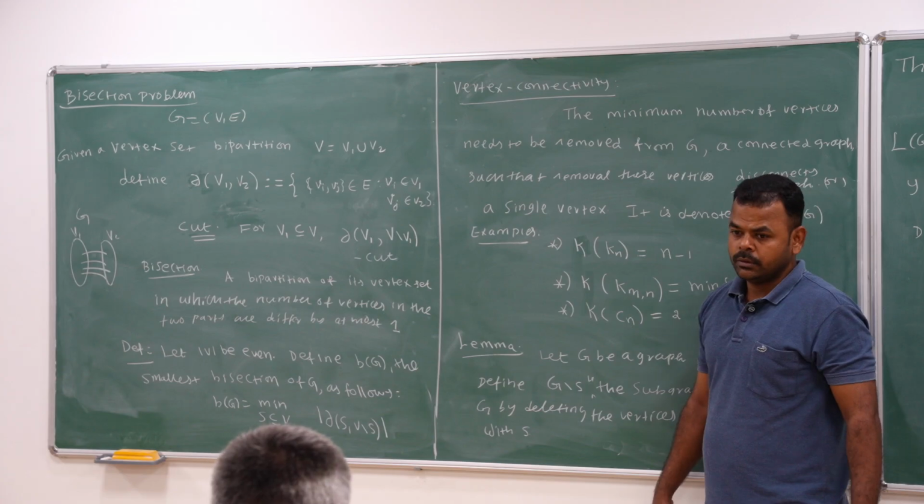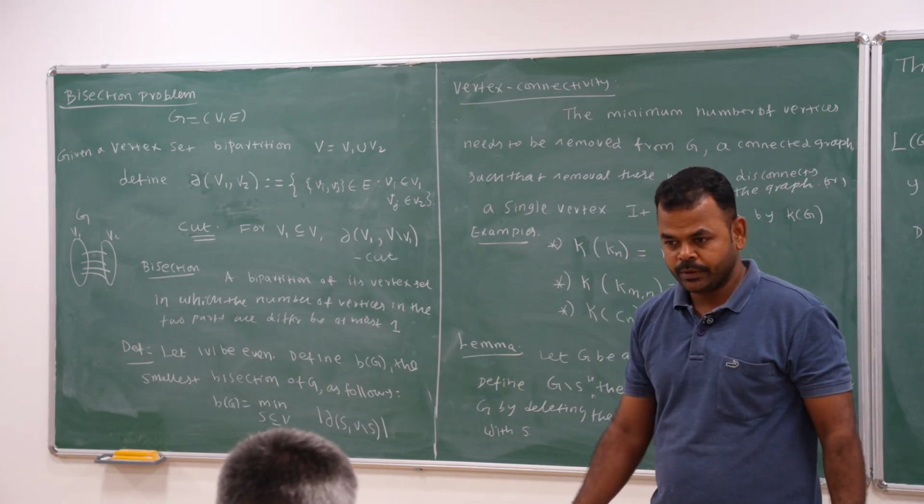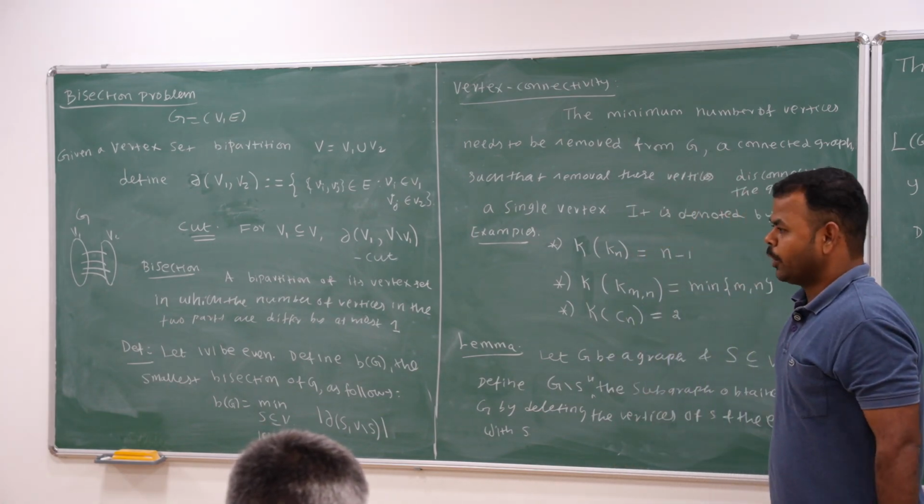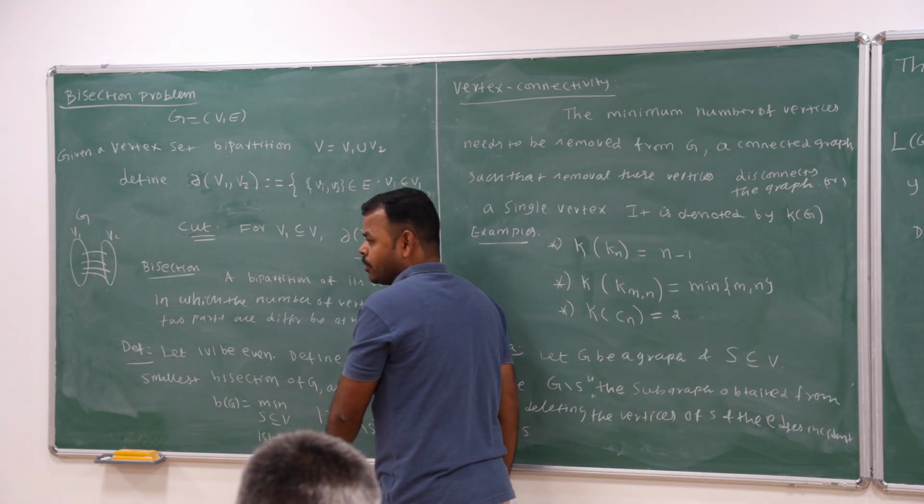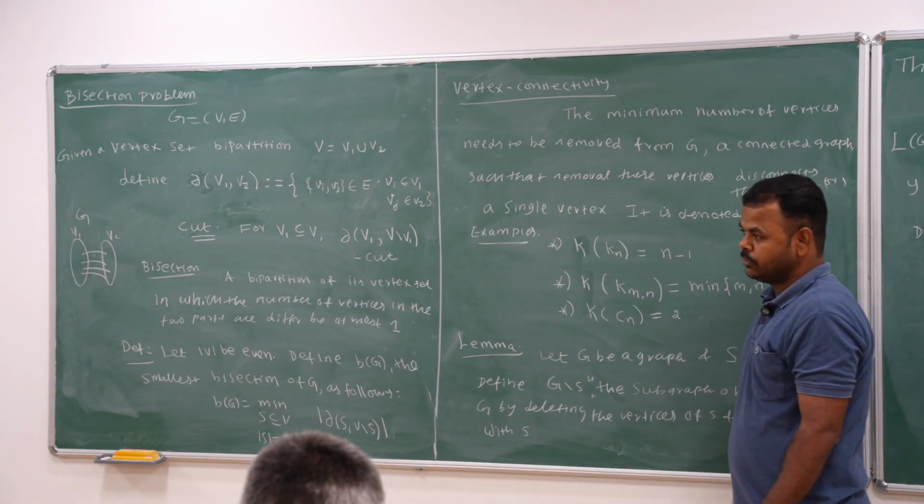I think it can be done efficiently, in polynomial time. Then this problem is more interesting. When you put one more constraint, this is an NP-hard problem. You don't have any easy algorithm to solve this problem.